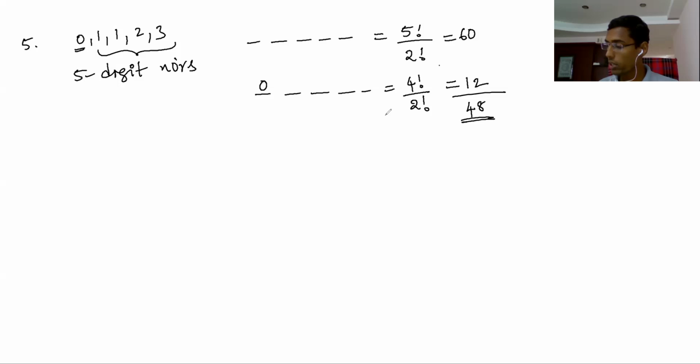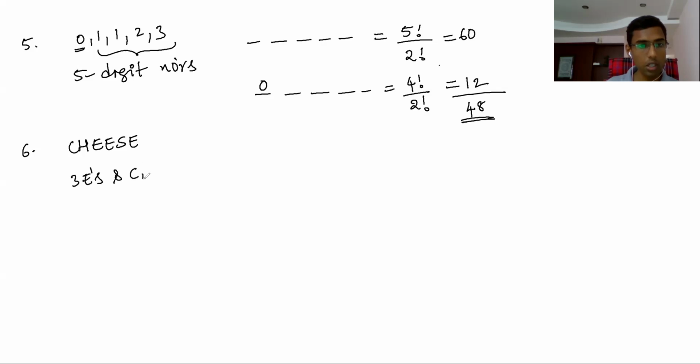How many ways can the letters of the word CHEESE be arranged so that no two E's come together? Okay, anyway, this we'll discuss. CHEESE. In this you have 6 letters: 3 E's and C, H, S. The question is the number of permutations of the letters of the word CHEESE so that no two E's come together.